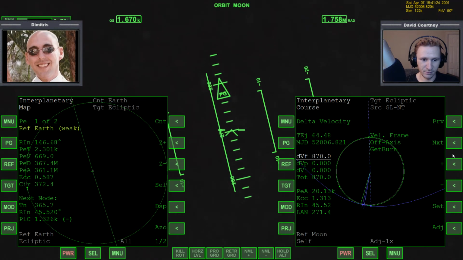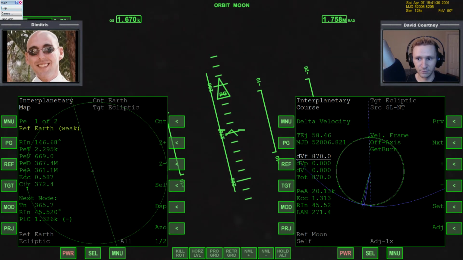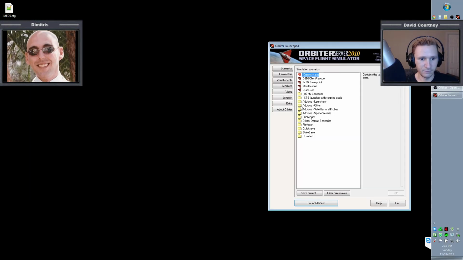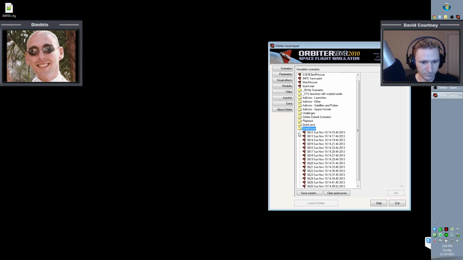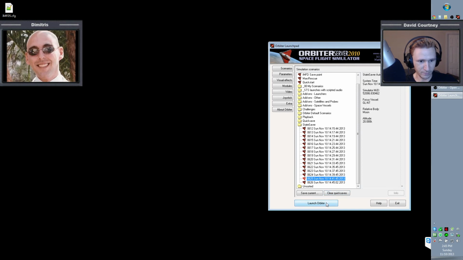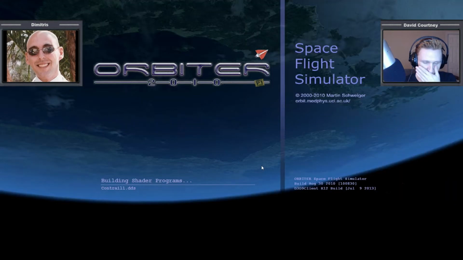Is there any chance that the state saver might have saved the interplanetary plan? Because when we make a normal save or an exit and you run the current scenario, usually the interplanetary map MFD stays where it was. Yeah, let's find out. Let me go back to probably this one, hopefully, and we'll see what the state saver had for us. I apologize to the people watching this video.